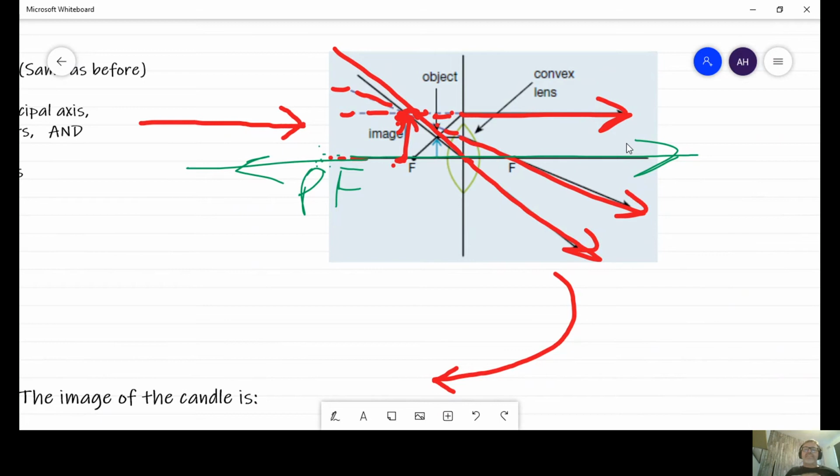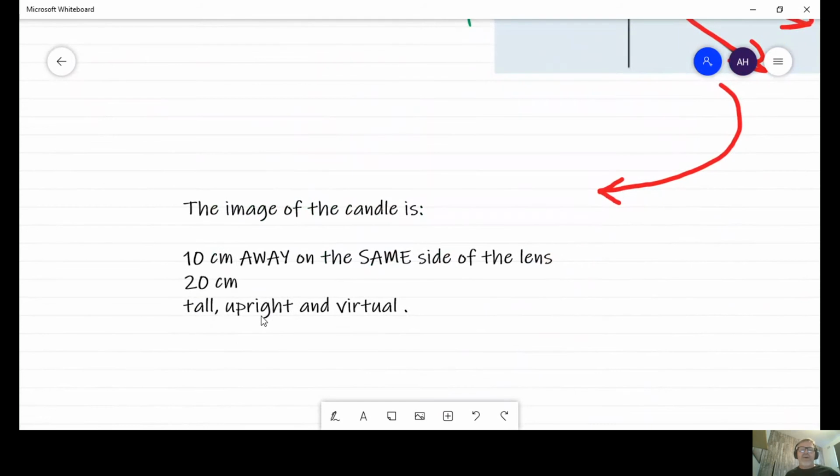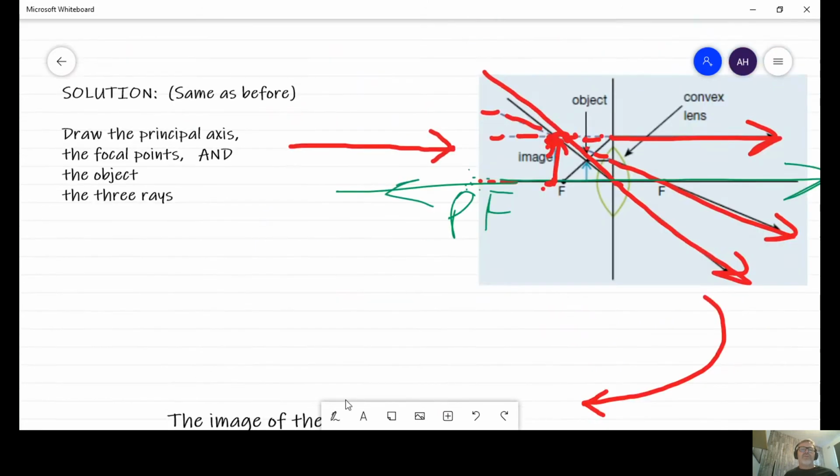It's not real. Your eye doesn't see it on the same side of the lens actually, but the diverged light forms this second image back here on the same side of the lens. And remember, virtual images are not inverted and they're on the same side of the lens. 20 centimeters tall. So interesting, isn't it? The image of the candle.